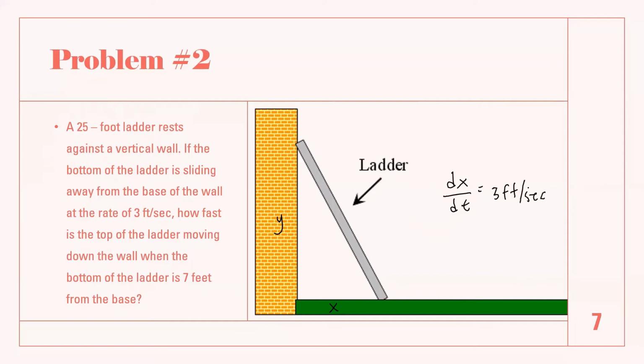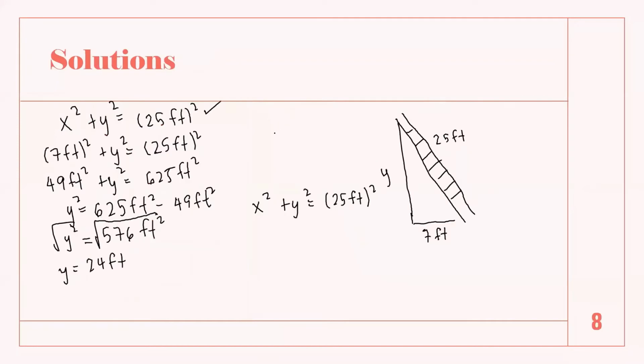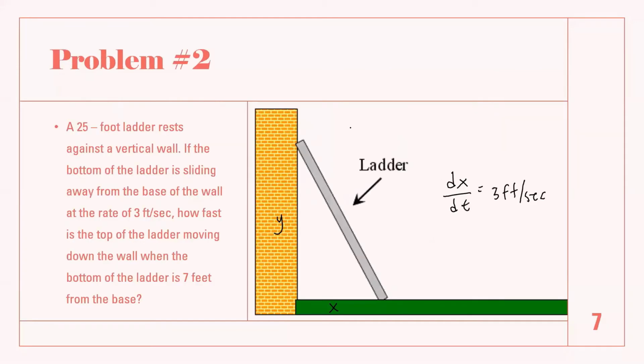Okay, so since the bottom of the ladder is sliding away from the base of the wall, the one that changes is x. So our x changes. Okay, so based on the problem, we can mention that our dx over dt is 3 feet per second. Then, how fast is the top of the ladder moving down the wall when the bottom of the ladder is 7 feet from the base?